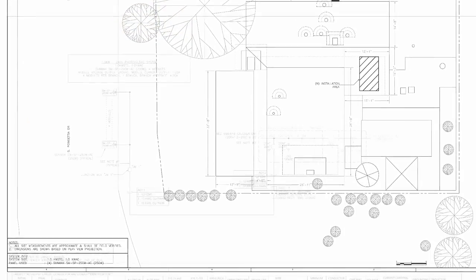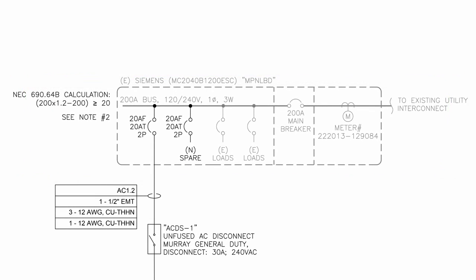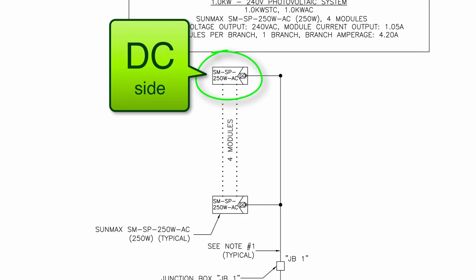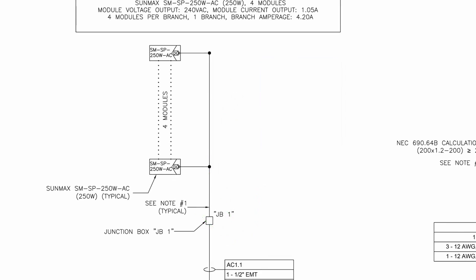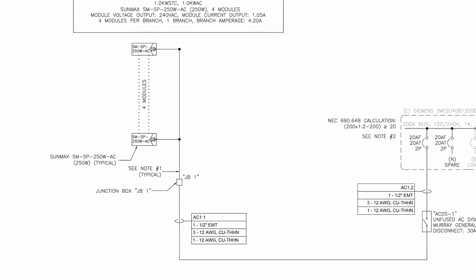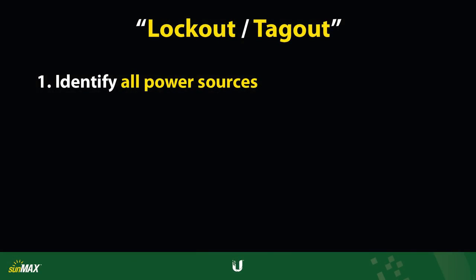Typically, for residential customers, this includes, but is not limited to, the main panel, which goes by many names worldwide. Also, the PV source circuit, as well as the home run that connects the PV source circuit back to the main panel. There may be additional power sources that tie into the job site, such as generators or backup battery systems, which should also be identified for lockout-tagout.